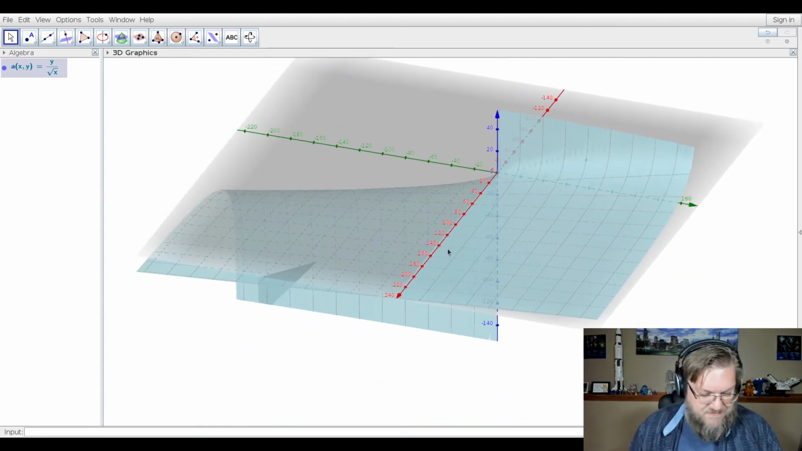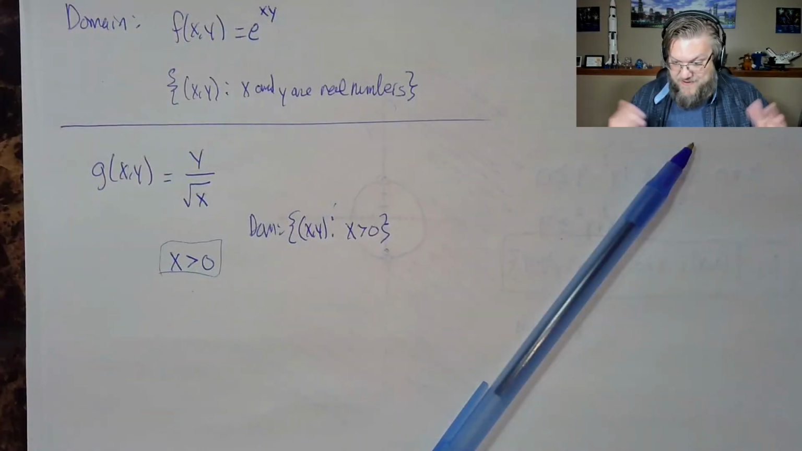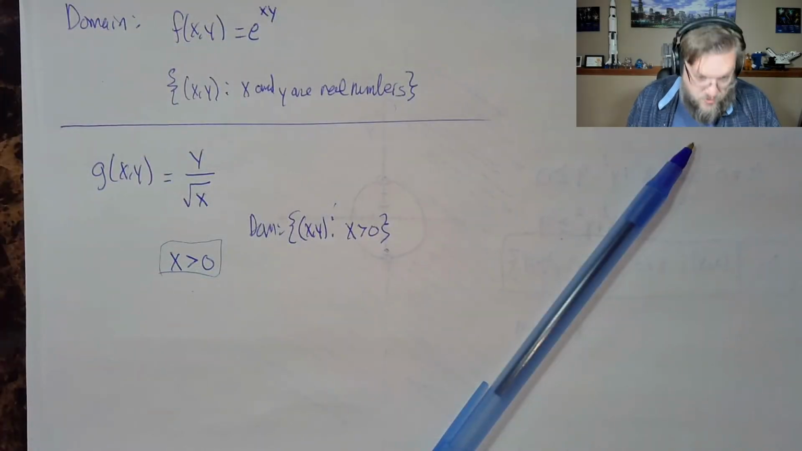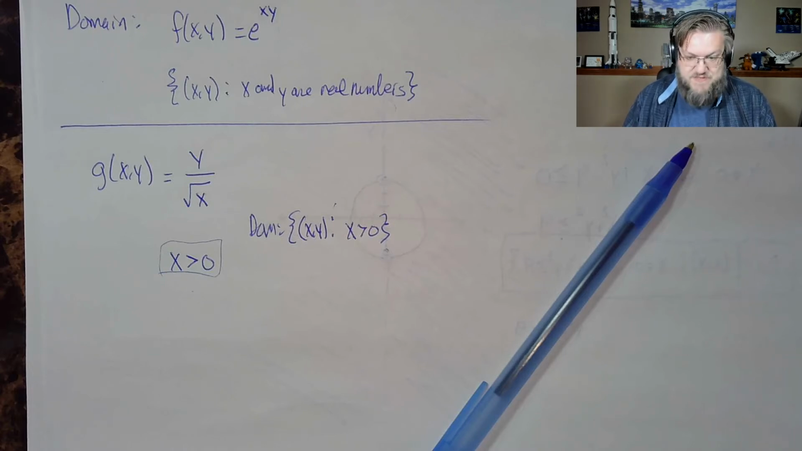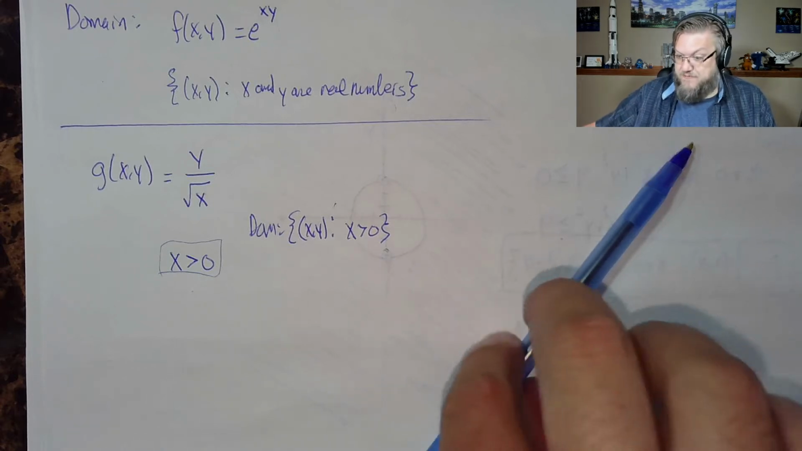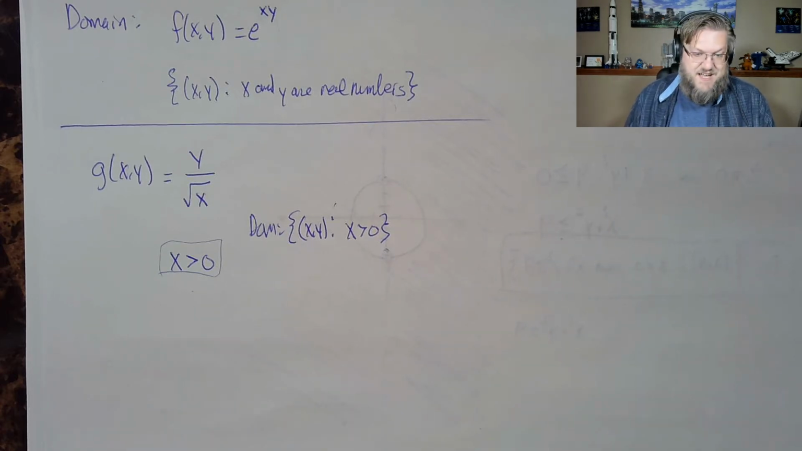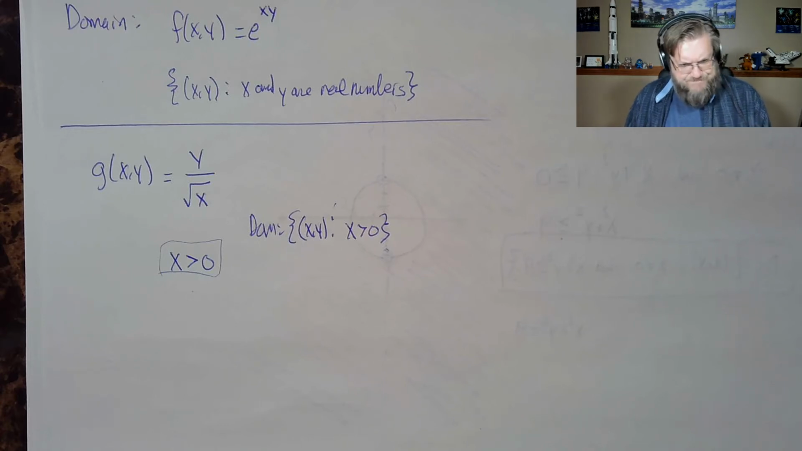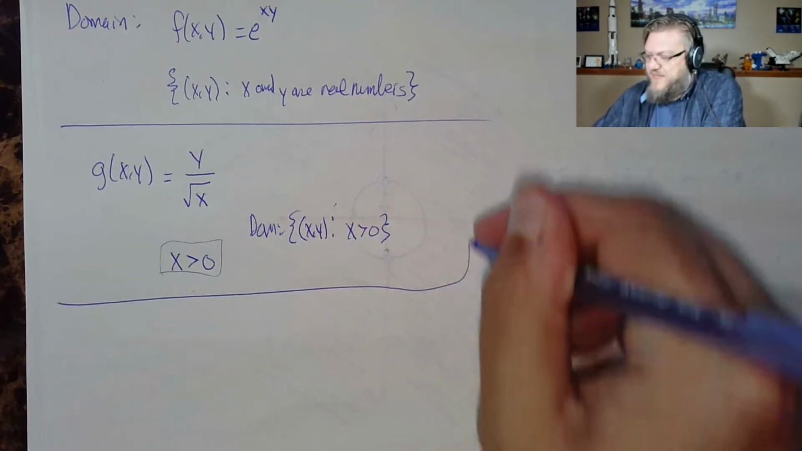Doing the domain. First thing that we usually do when working with a function is trying to find its domain, right? What's valid to plug in. And noting that the domain is a set of numbers, of ordered pairs in this case, that can be safely plugged in. Okay, awesome. Let's talk more about this graphing thing here.